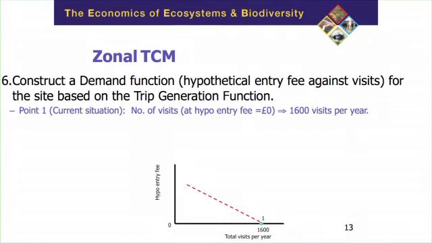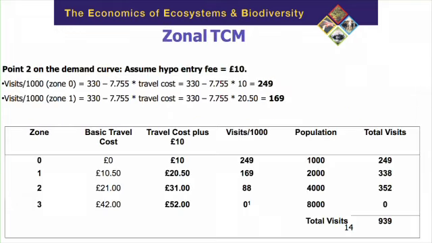And with that information, we can generate a demand curve. So what we've got is different hypothetical entry fees. What would happen in terms of number of visits if we had an entry fee of £10 or $10? What would happen if we had $20 and so forth? And how would that affect total number of visits? And that creates a demand curve.